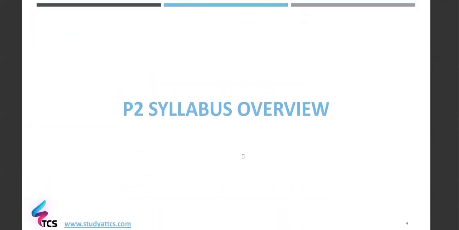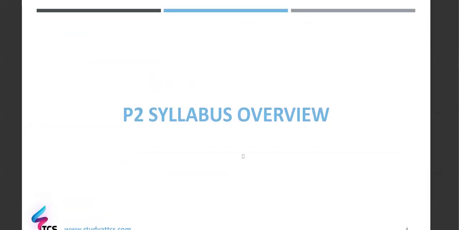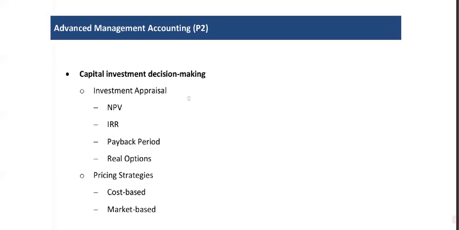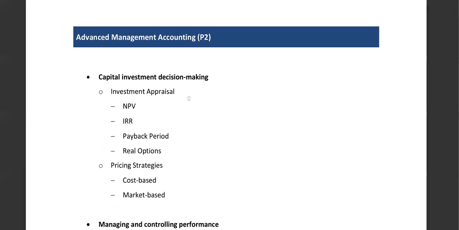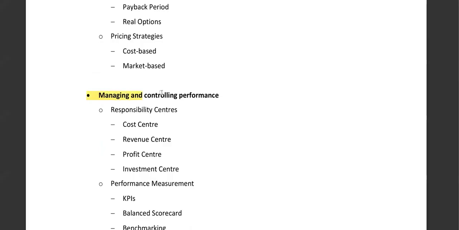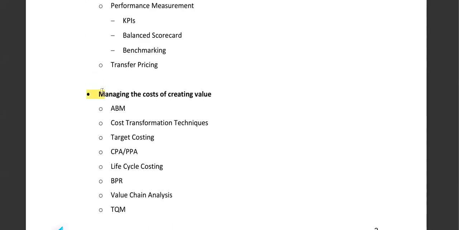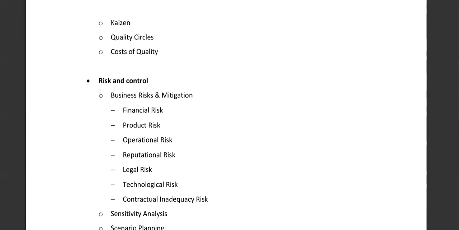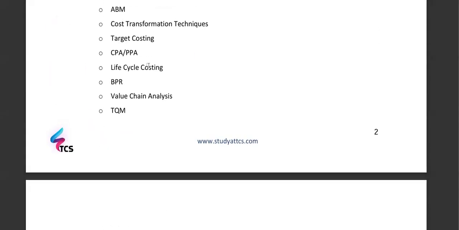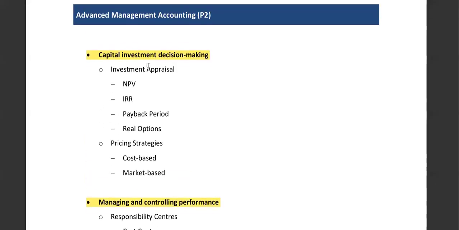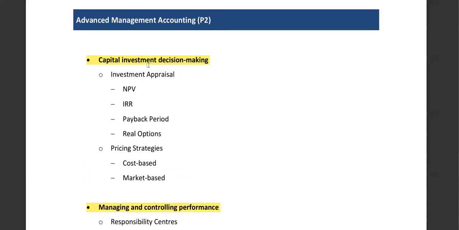All right, let's get started with the P2 syllabus overview. We will refer to the TCS mock exam syllabus coverage document as we did last week. So we are looking at advanced management accounting. The syllabus comprises four main syllabus components: capital investment decision-making, managing and controlling performance, managing the costs of creating value, and risk and control. Each of these syllabus components includes key topics which we have listed here.